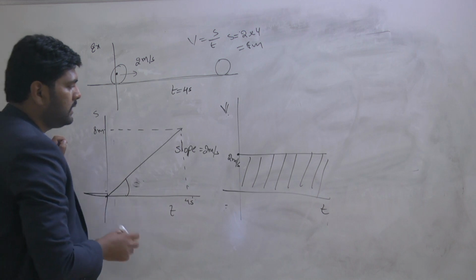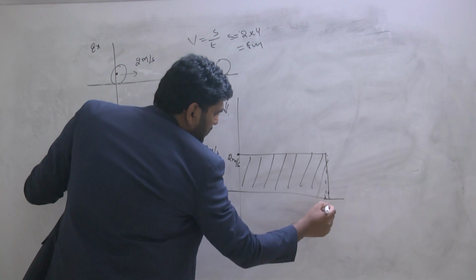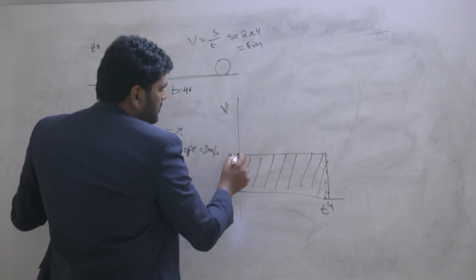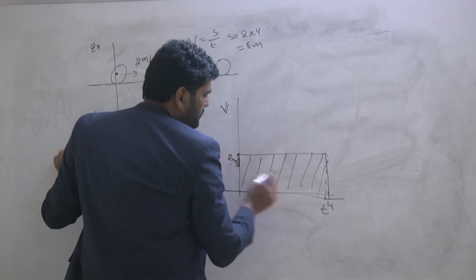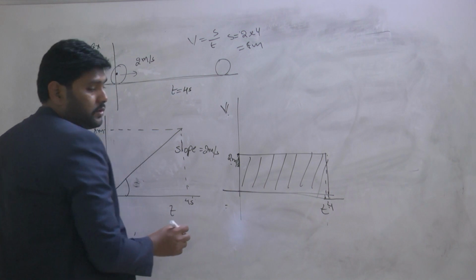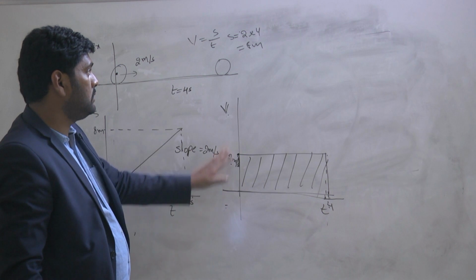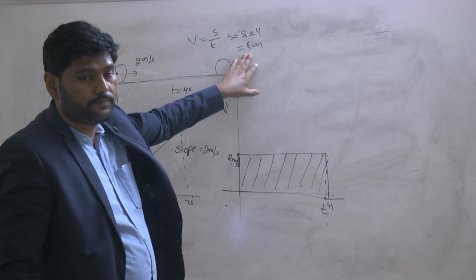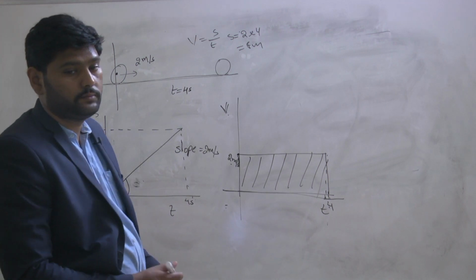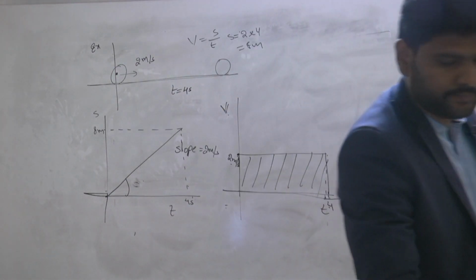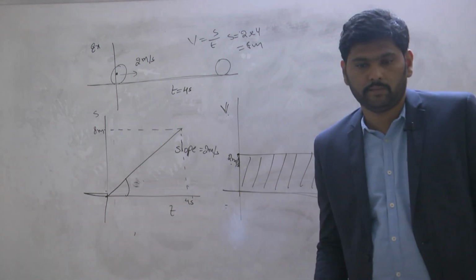Similarly, here the time value is 4 seconds, this is 2 meter per second, and this is 4. 2 into 4 is 8. The area under the graph is 8, so it is indicating 8 meters. Understand? Got my point?